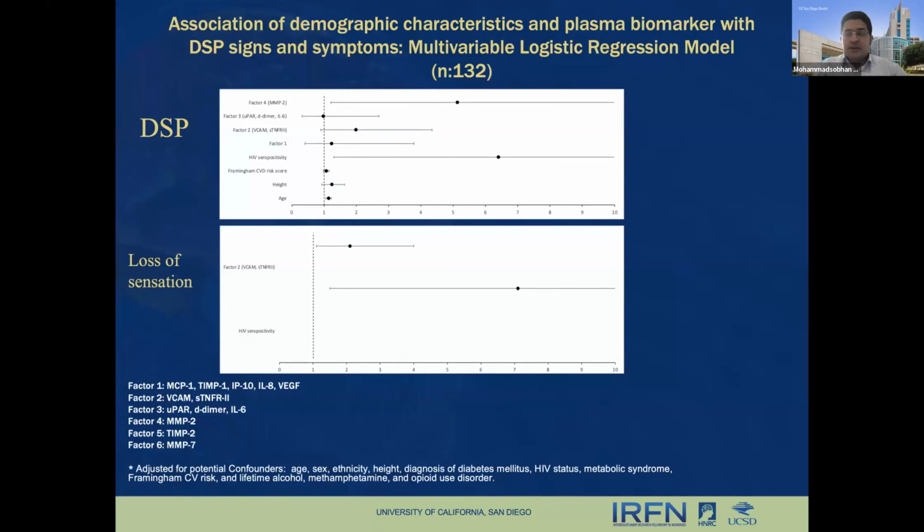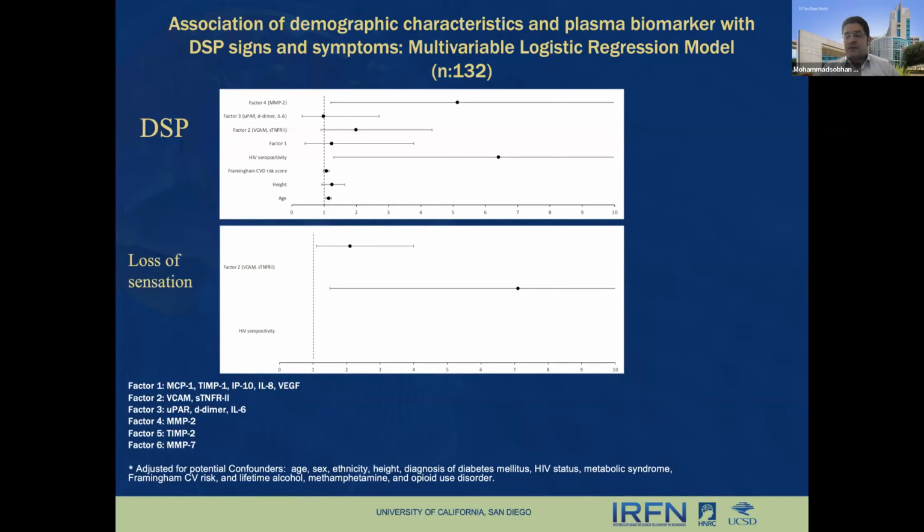So, in order to reduce dimensionality, we did factor analysis, which yielded 6 factors. Factor 1 loaded on MCP1, TIMP1, IP10, IL8, VEGF. Factor 2 loaded on VCAM and soluble TNF receptor-II. Factor 3 loaded on UPAR, D-dimer, and IL6. Factor 4 loaded on MMP2. Factor 5 loaded on TIMP. And factor 6 loaded on MMP7.